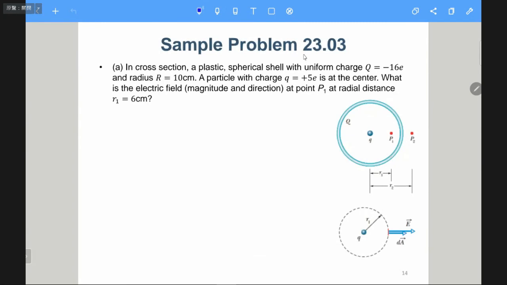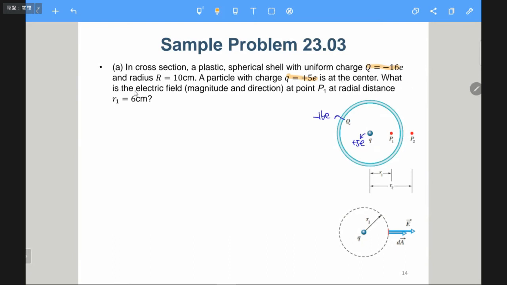Okay, next we would like to see another sample problem. Here, in cross section, is a plastic spherical shell with uniform charge capital Q equals -16e and radius R equals 10 centimeters. A particle with charge small q equals plus 5e is at the center. The plastic means it is an insulator, which means the charge on it is not free to move.